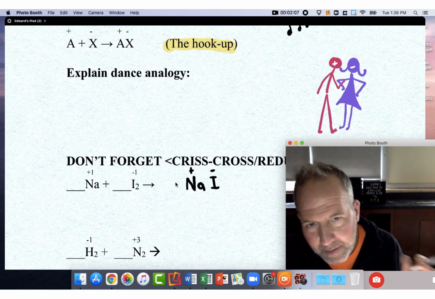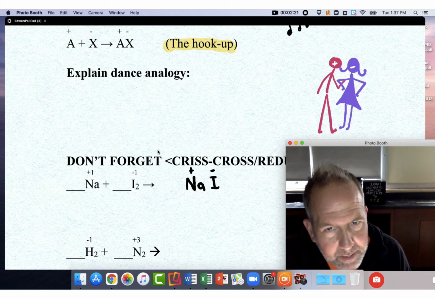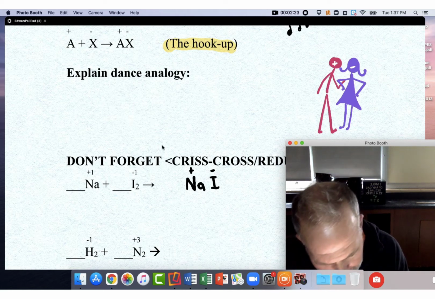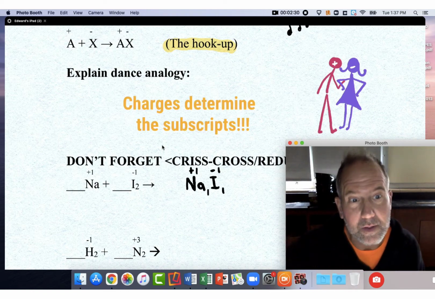Now, if you're worried about diatomic stuff, diatomics only come into play when it's all by itself. Like this I over here by itself, it's diatomic. Here, the I is going to be in a compound, so you don't have to worry about it. It can be any number. The number is determined by our charges. We have +1, we have -1. If you want to put ones down here, nobody really does that, but you can do that.